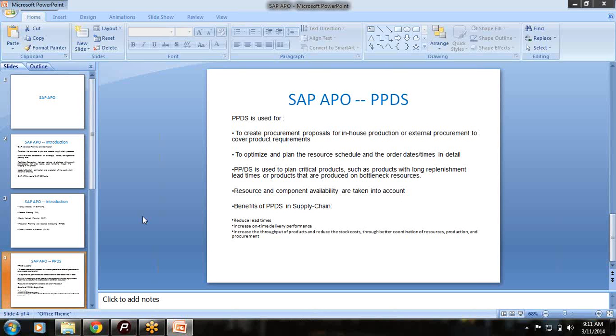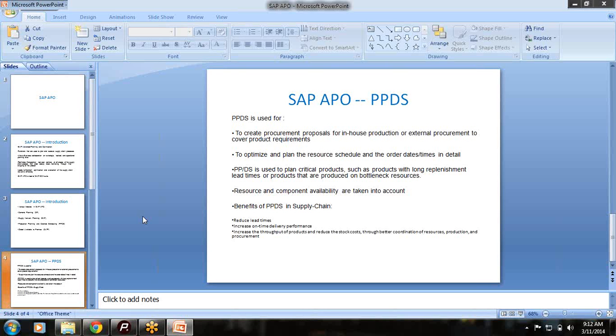Okay, and also basically it is used to optimize the resources. When I say resource, basically I mean a work center. In ECC it is called a work center. Work center means basically a machine. It can be anything, a machine or a person. So basically the thing which helps in the production, for example a machine or a worker, etc., is known as a work center in ECC, and in APO this is known as a resource.